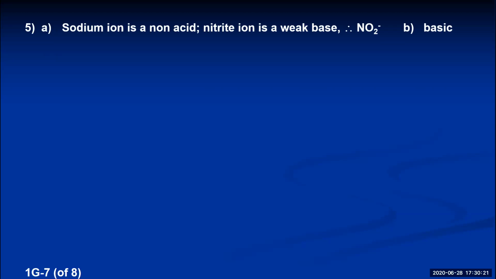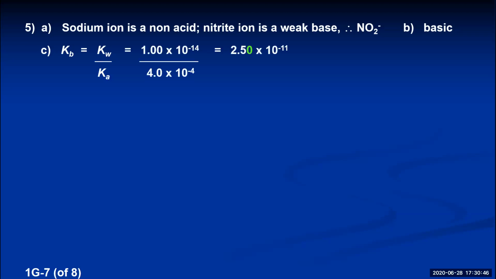What constant do you have to use? You have to use the Kb for the nitrite ion, but it is not in handout 3. So if you don't know the Kb for a particular base, you look up the Ka of its conjugate acid. And the Ka for nitrous acid was given in handout 3. It was 4.0 times 10 to the minus 4th. So we can calculate the Kb for nitrite by going Kw divided by Ka, and that turns out to be 2.5 times 10 to the minus 11th.